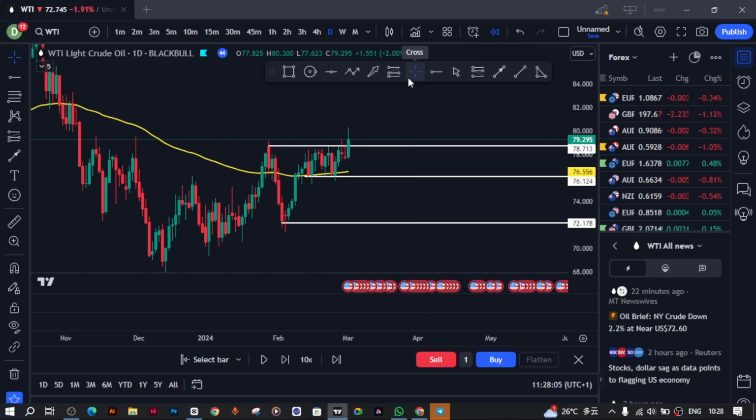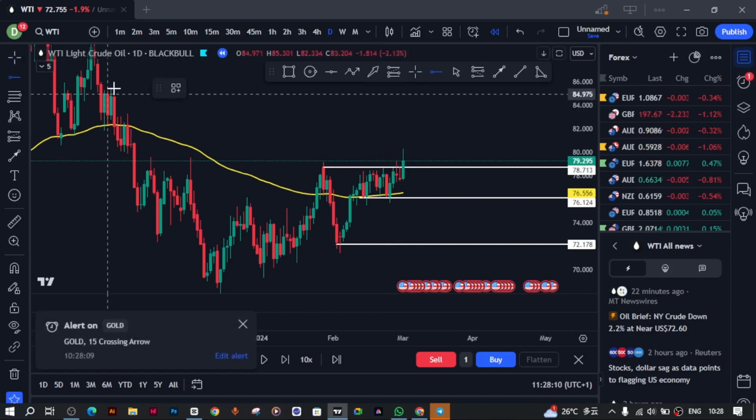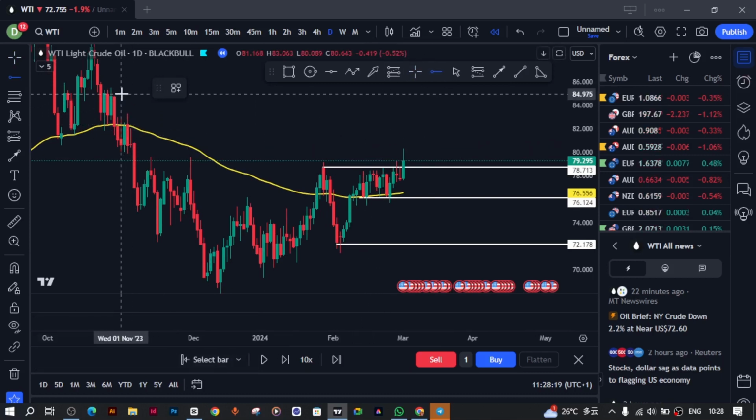Once I identify this, this is simply how my setup is. I simply focus on the recent part of the market and get my areas like this. Okay, good, 15 cross. So that's an alert on. Good. I'll focus on that later on.